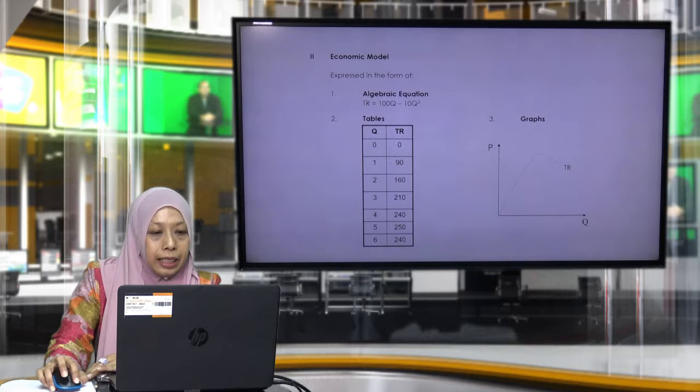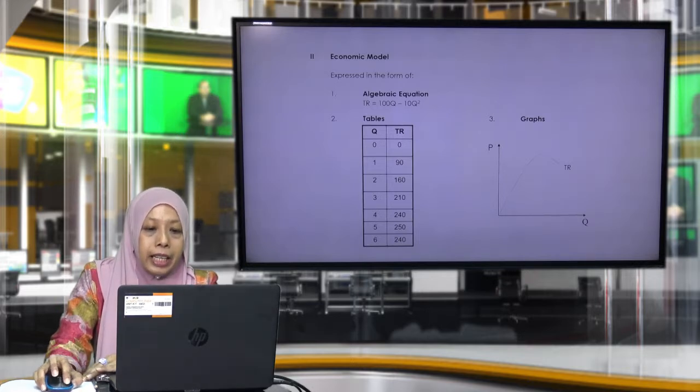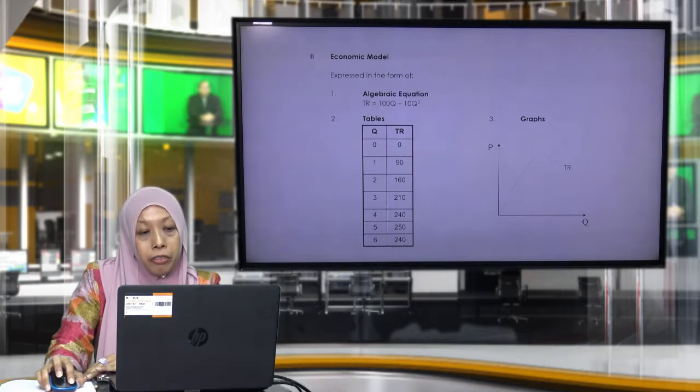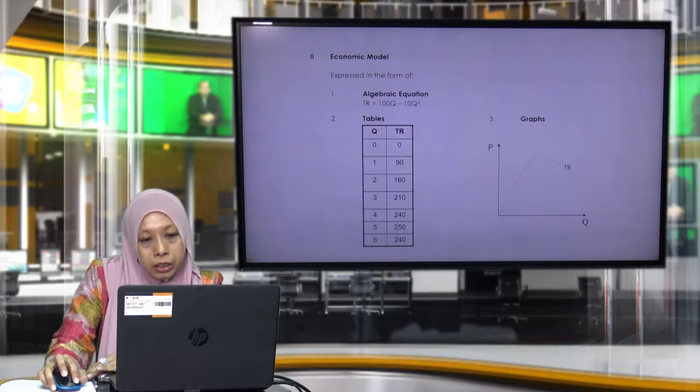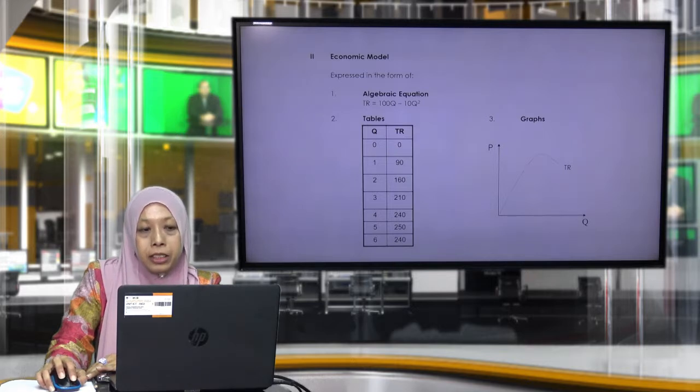The second way to represent a model is via a table. What we have here is a table that tries to show the value of total revenue for each level of output. So this is another way of representing your economic model. And the final way of representing an economic model is by way of a graph. What we have here is a concave down curve, and this is a curve for the total revenue function. So there are three ways of expressing your economic model.